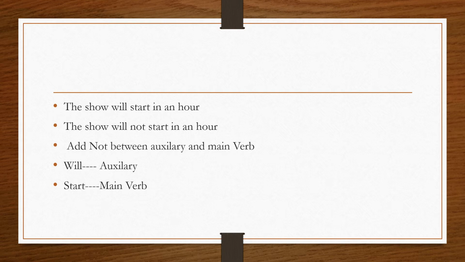For example, the show will start in an hour is an affirmative sentence. It can be changed to a negative sentence as the show will not start in an hour. How did you make the positive sentence negative? You can add not between the auxiliary and the main verb. Here, will is the auxiliary and start is the main verb. You added not in between will and start, and therefore the positive sentence, the show will start in an hour, is changed to the negative sentence, the show will not start in an hour.